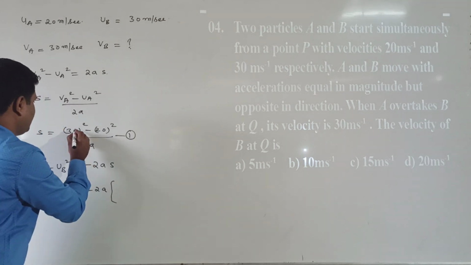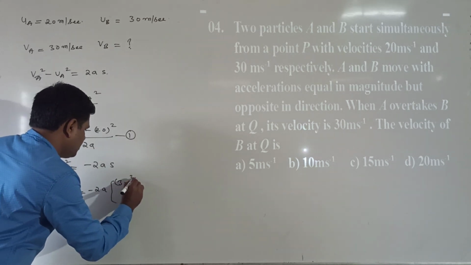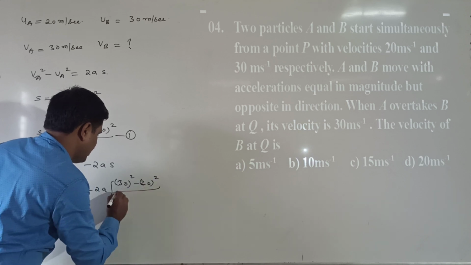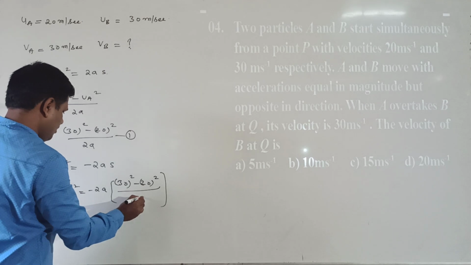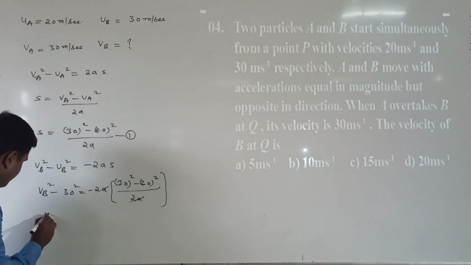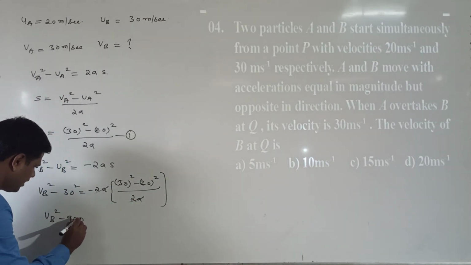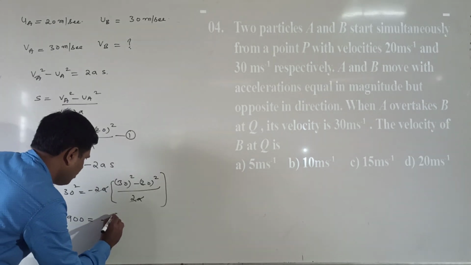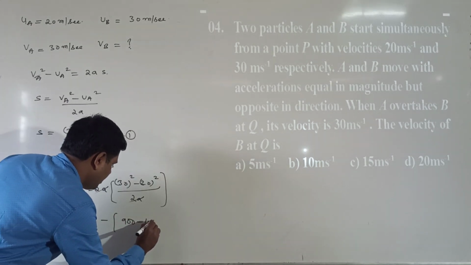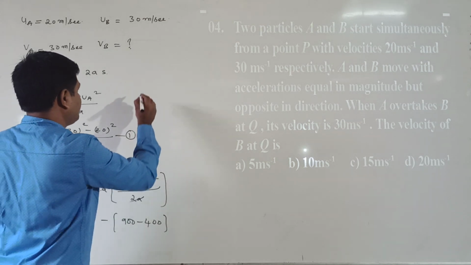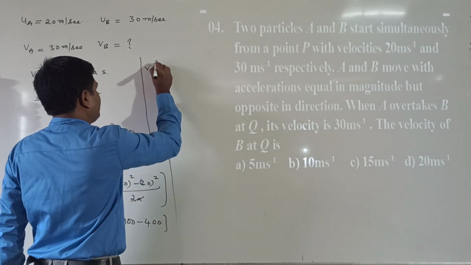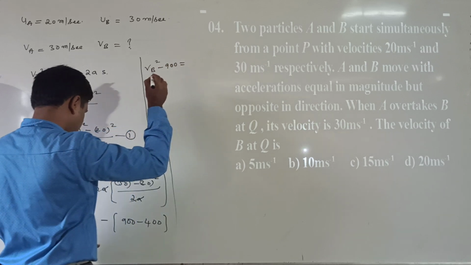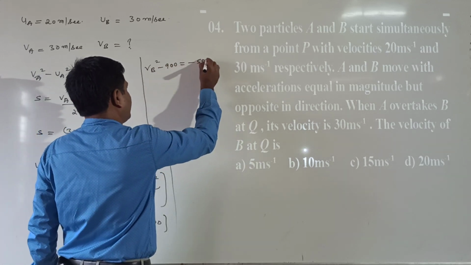into S, where the S value is (30 square minus 20 square) by 2A. I am substituting that from equation 1. Now 2A is cancelled. Now VB square minus 900 is equal to minus (900 minus 400). Now what are we getting here? VB square minus 900 is equal to minus 500.